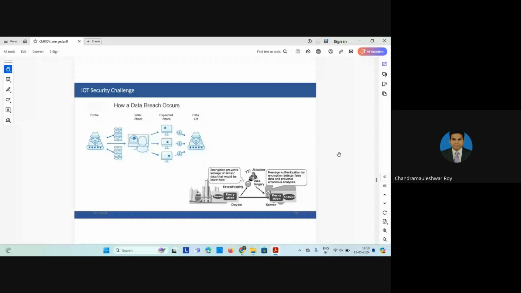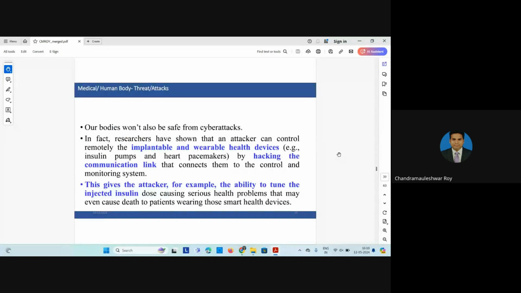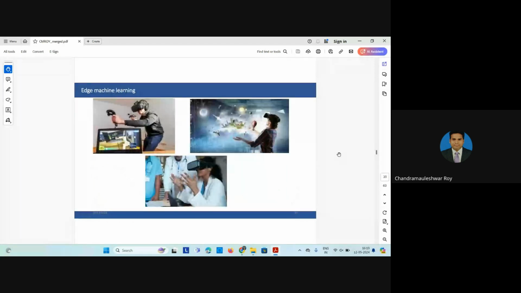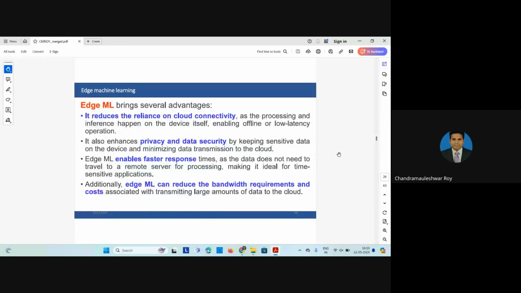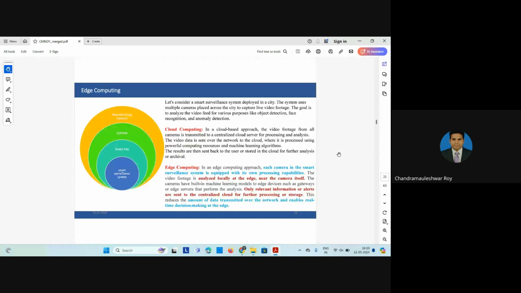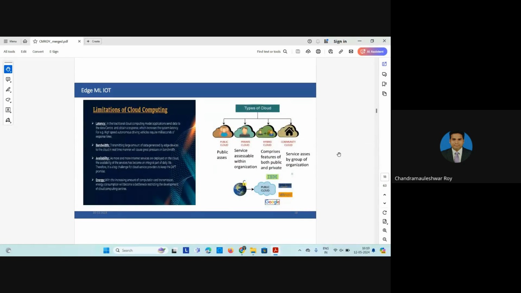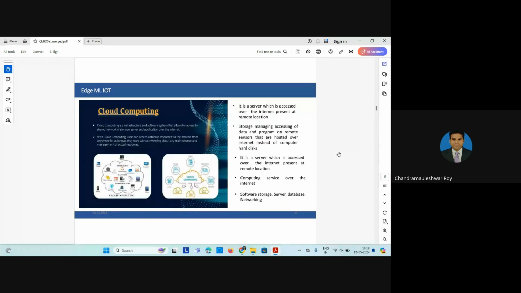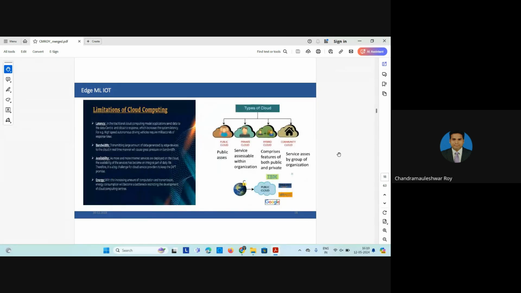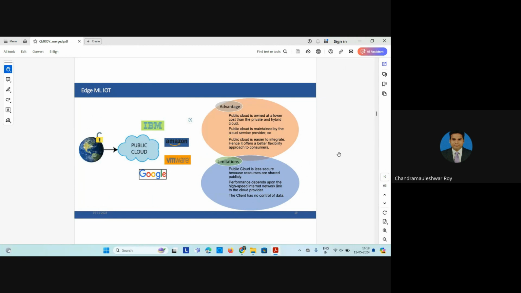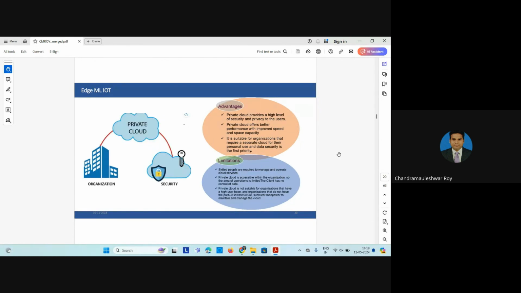So in this way you can complete. Now I'm coming to the other point. I have 5 minutes, so just edge computing and what is ML. I discussed cloud computing, the advantages of ML and IoT also. Then we'll see private cloud computing and public cloud computing.